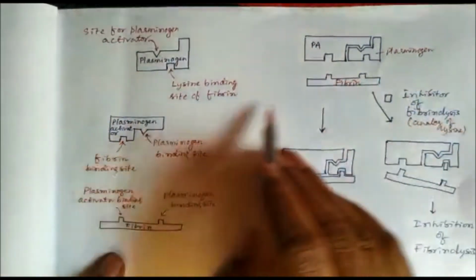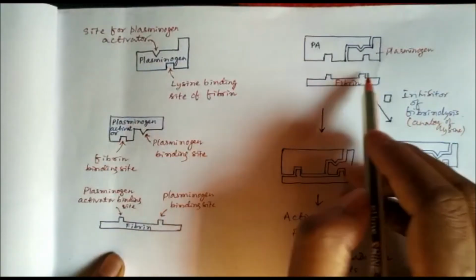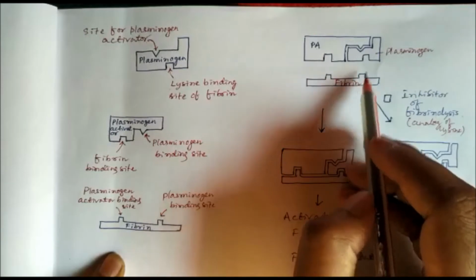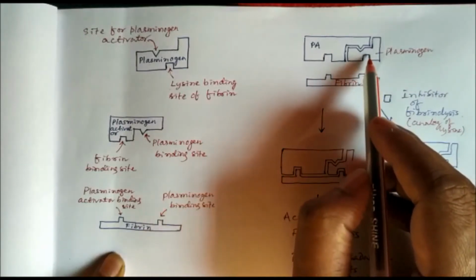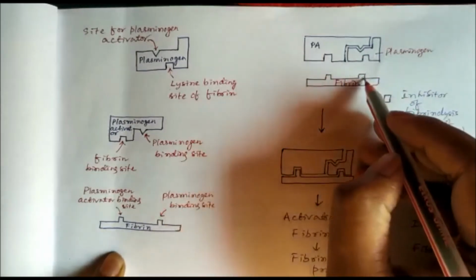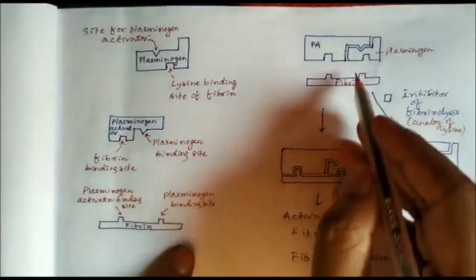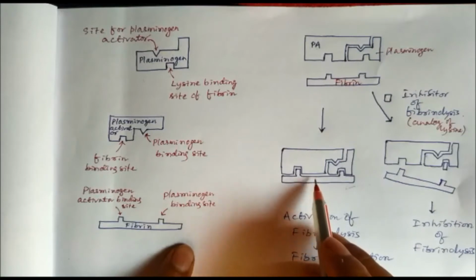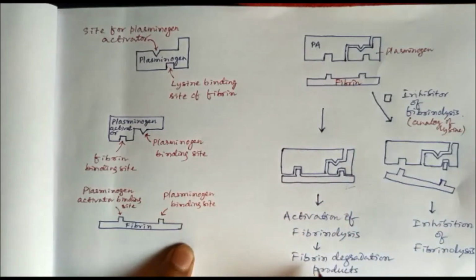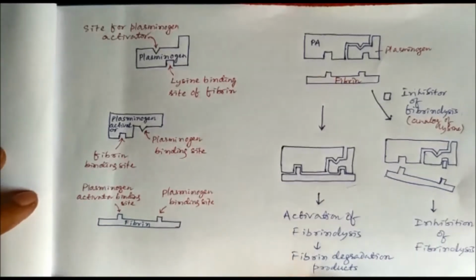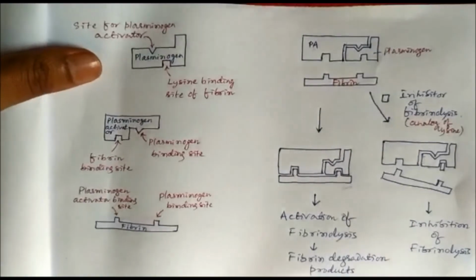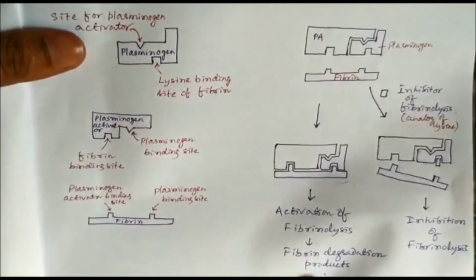So here you can see, fibrin has two sides. One side binds to the plasminogen activator and the other side binds to the plasminogen, and this is the lysine site. When this binding occurs, there will be activation of fibrinolysis and degradation of the fibrin, so fibrin degradation products will be there. In this way, there will be dissolving of the clot.